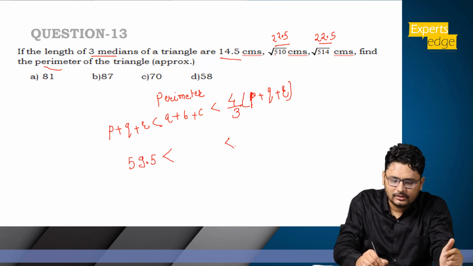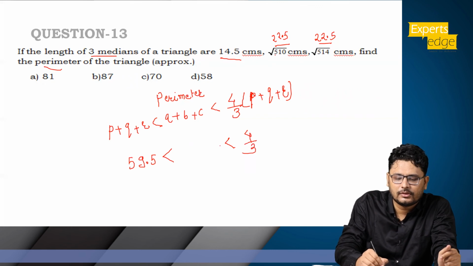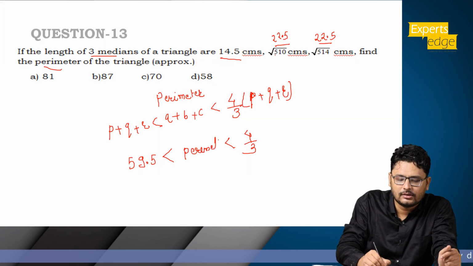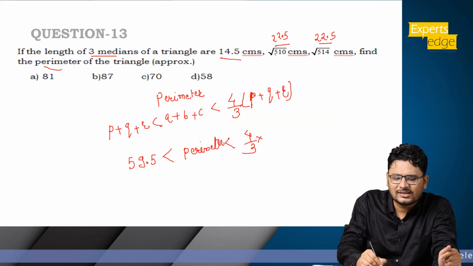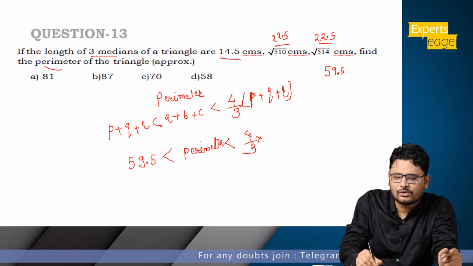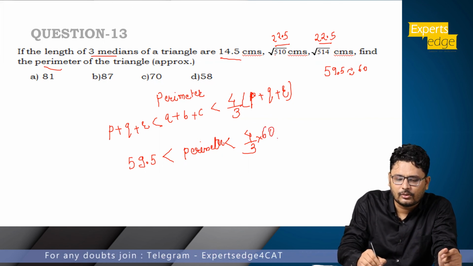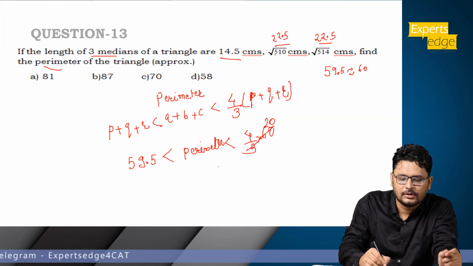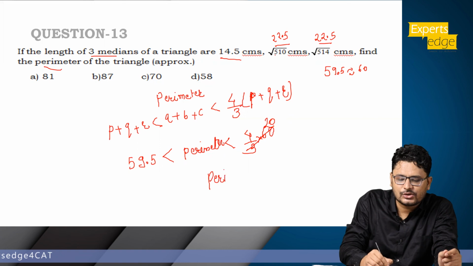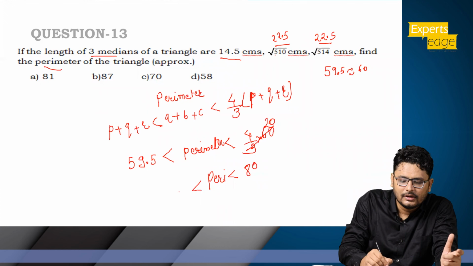And it has to be what, 4/3 of, this is the perimeter, that is A plus B plus C. So 4/3 of, I'll just take approx 60, right? 59.5 is pretty much close to 60, right? So if I take 4/3 of 60, it would be less than 80, right? 80 से भी थोड़ा और कम. So my perimeter has to be between 80 से कम and 59.5 से ज्यादा. This should be my range.